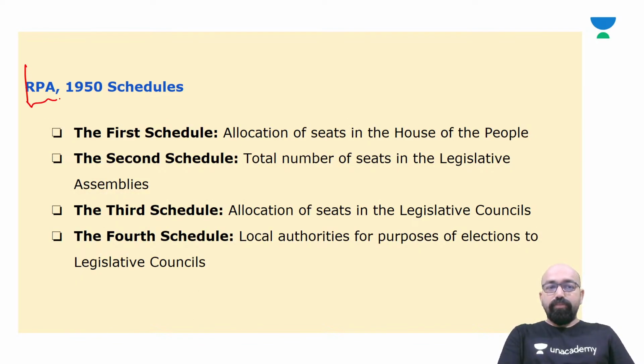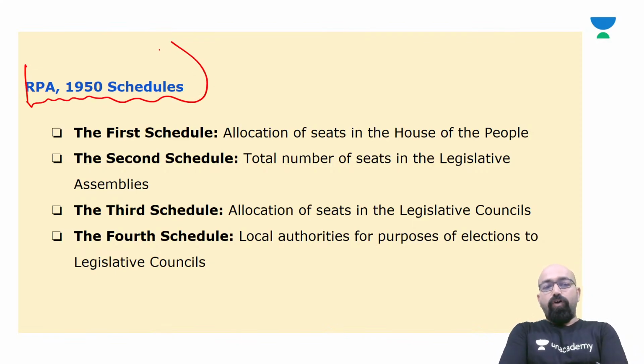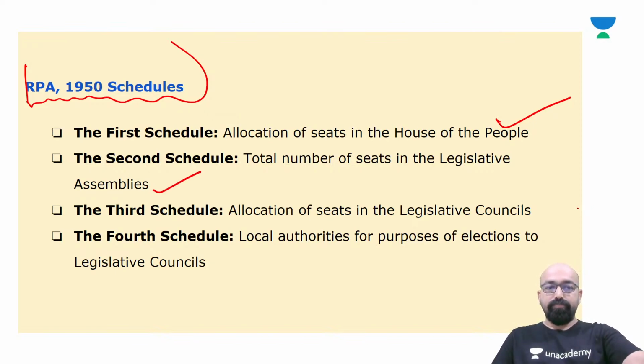Now, Representation of the People Act 1950 schedules. The first schedule talks about the allocation of seats in the House of the People. The second schedule talks about the total number of seats in the legislative assemblies. The third schedule talks about the allocation of seats in the legislative councils. And the fourth schedule talks about the local authorities for purposes of elections to legislative councils. So, these are the first, second, third and fourth schedules of RPA 1950.